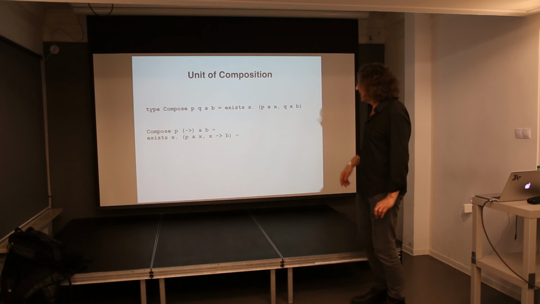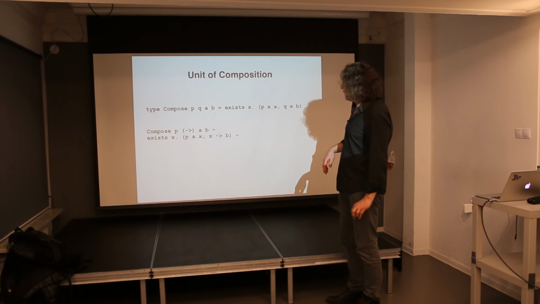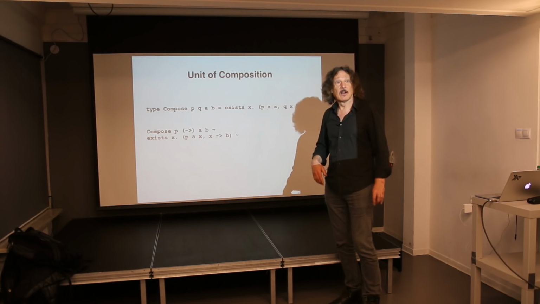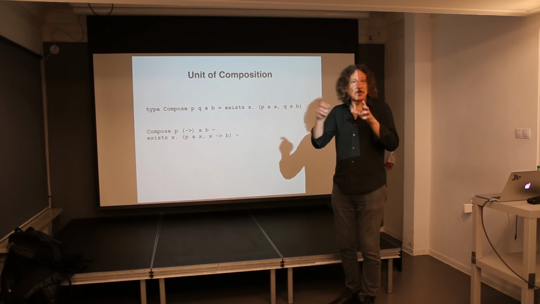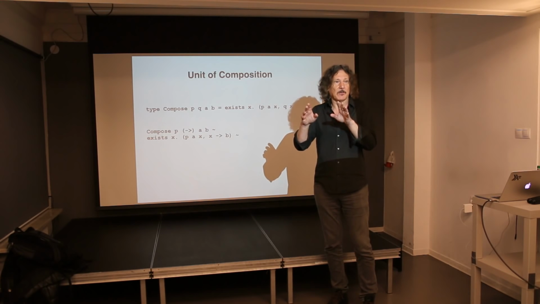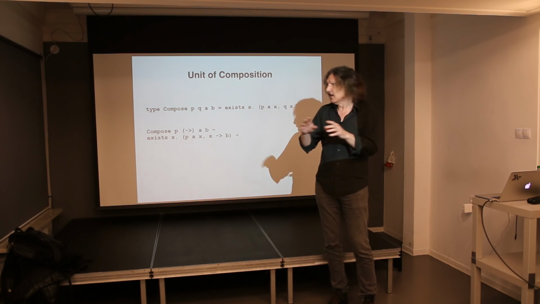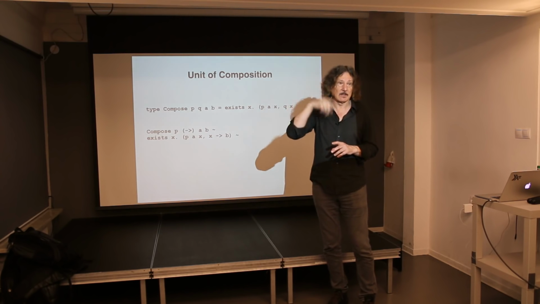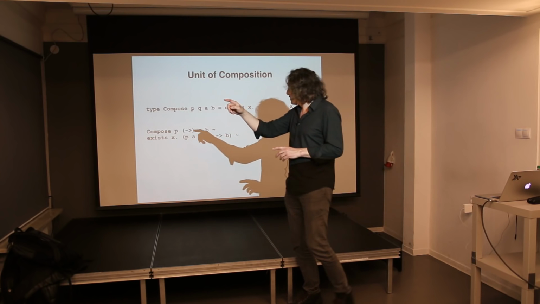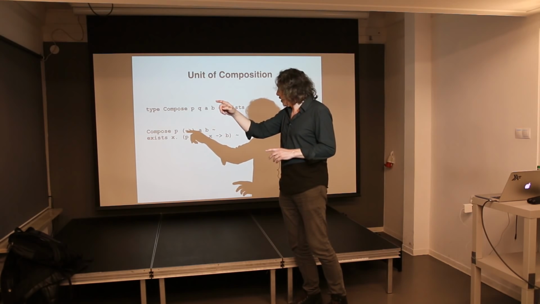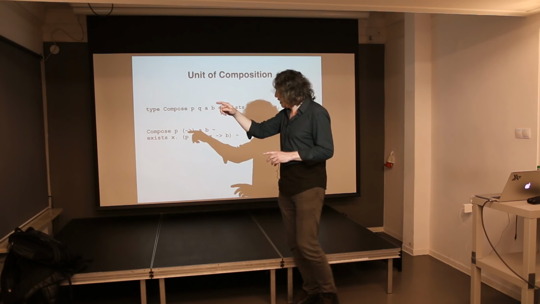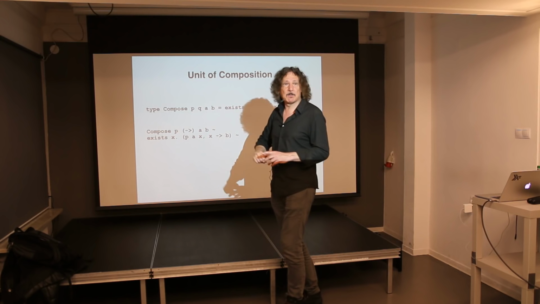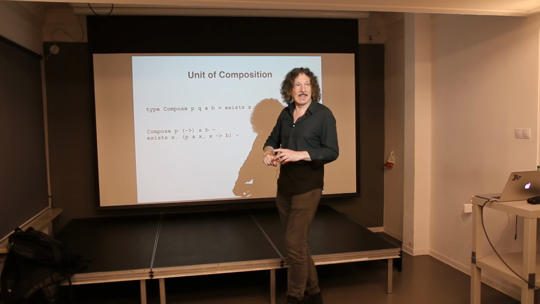So what I want to show is that the unit of this composition is the hom profunctor. I showed you in the very beginning an example of a profunctor. The simplest example of a profunctor is just this arrow guy. It takes two types, one contravariant, one covariant. I want to show that if I compose this profunctor with any other profunctor P, I will get P back.